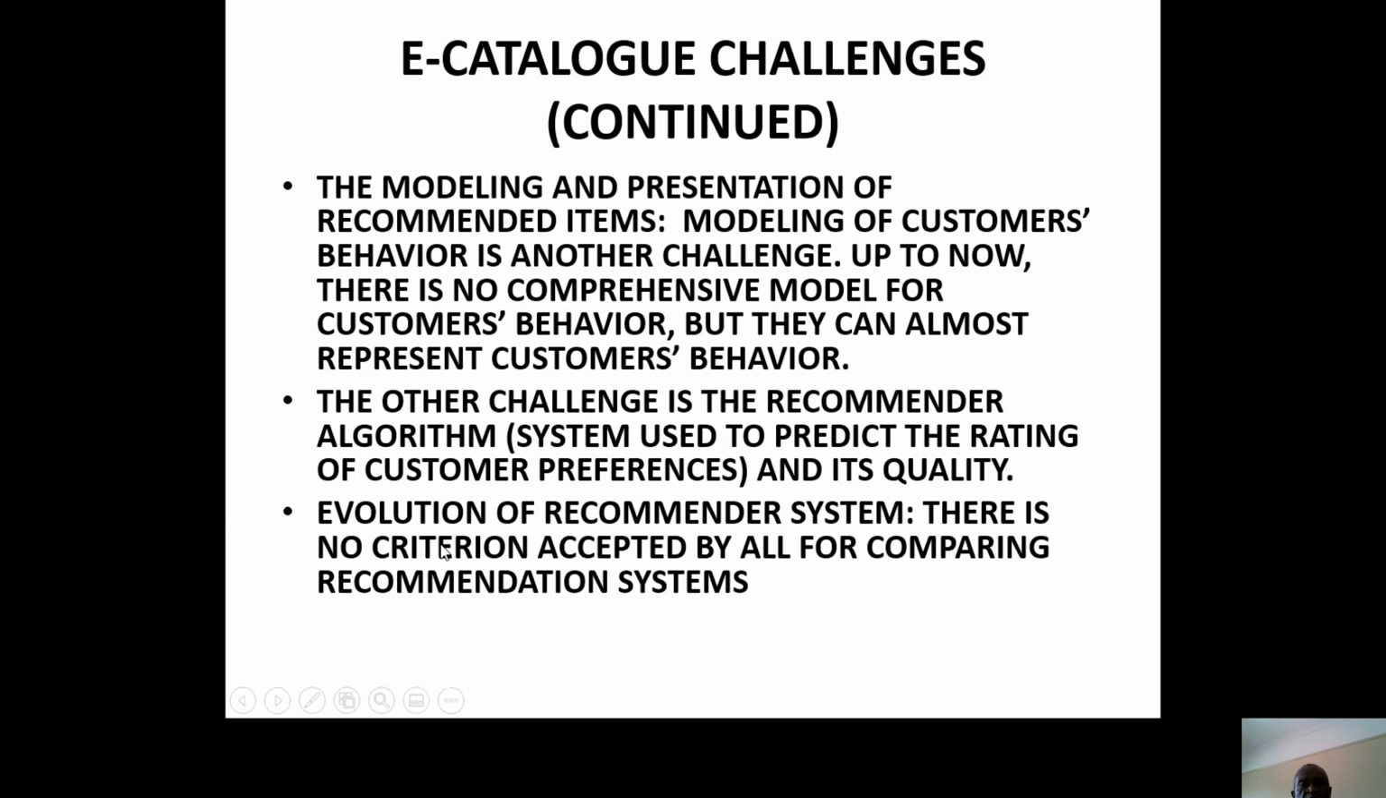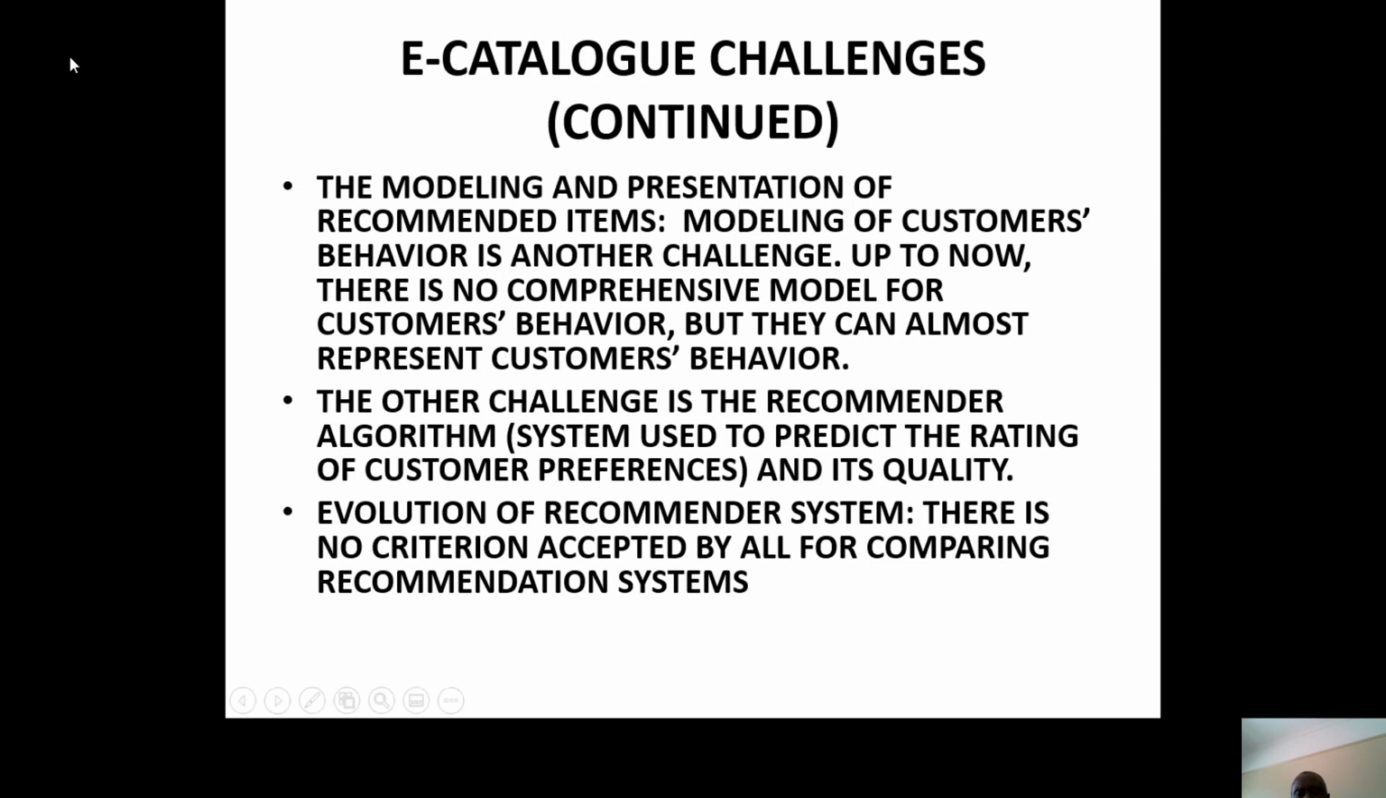The other challenge is the recommender algorithm. This is the software used to predict the rating of the customers. How do you rate the customer's preferences? That becomes a big problem again, a challenge. But these things are being done, so you don't have to be hesitant.